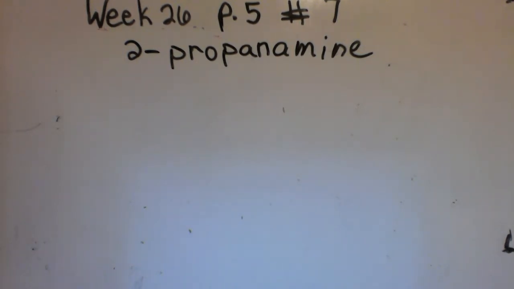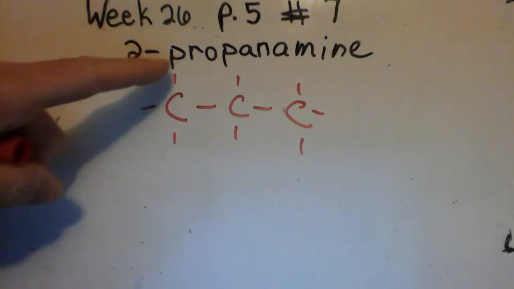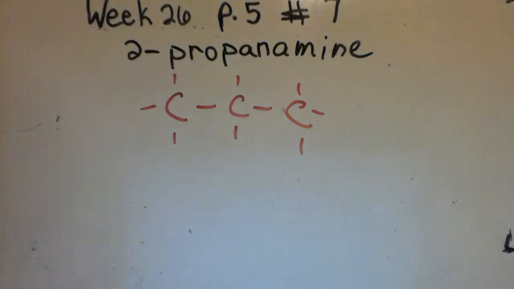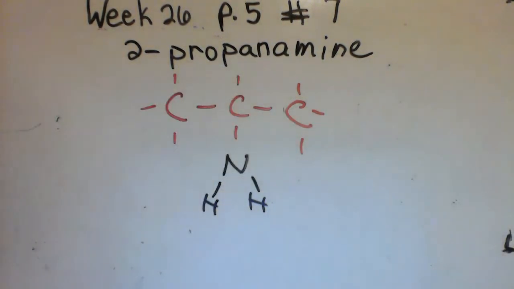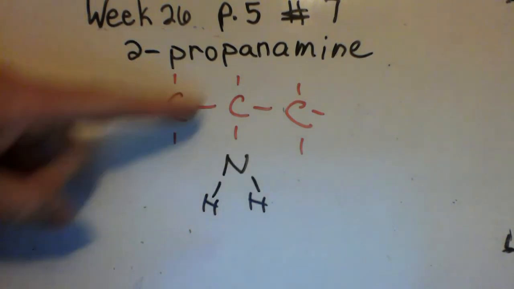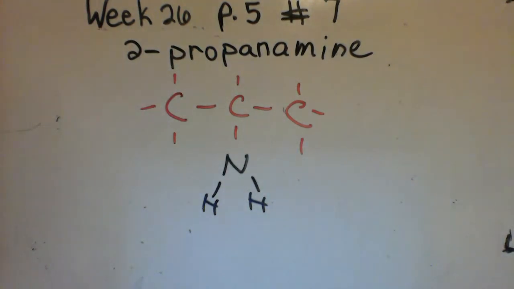So let's go ahead and draw that. There's our 3 carbons for prop. Now we're going to put the amino group in, and we put it at the 2nd carbon. It doesn't matter which side we count from, since from either side the middle one is number 2. And all the other bonds will have H's on them, hydrogens.